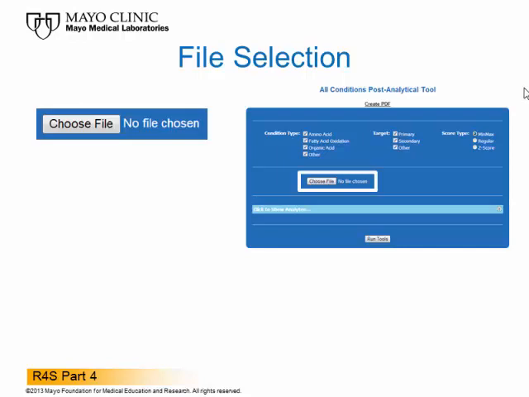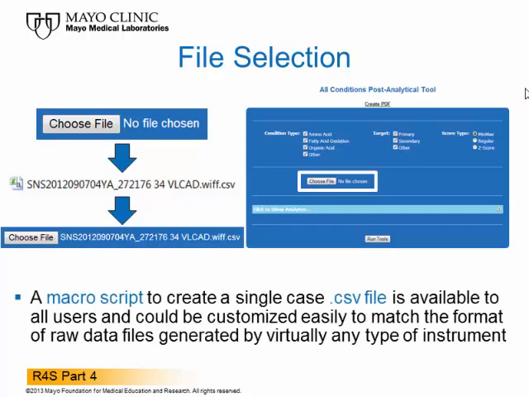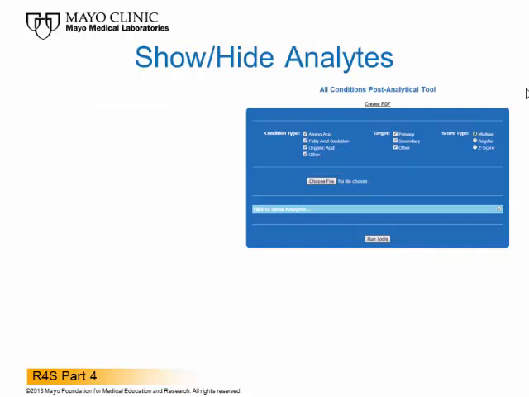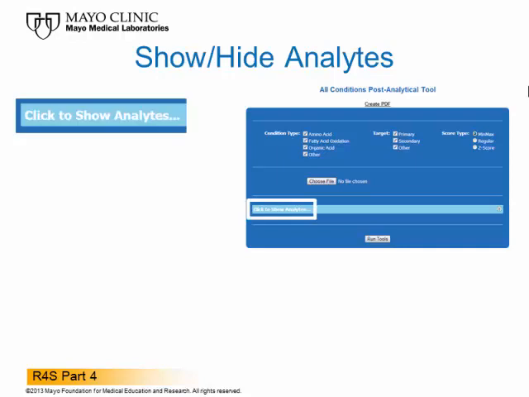A macro script to create such a file is available to all users and could be customized easily to match the format of raw data files generated by virtually any type of instrument. Once a file has been uploaded or transferred from another tool, it is always possible to review the data by clicking the banner Show Analytes.